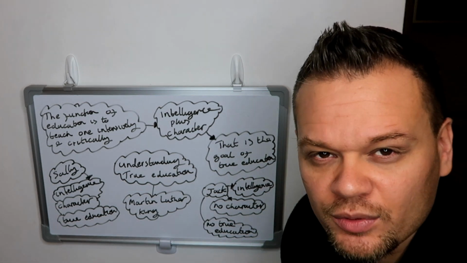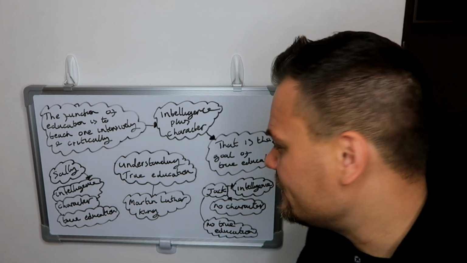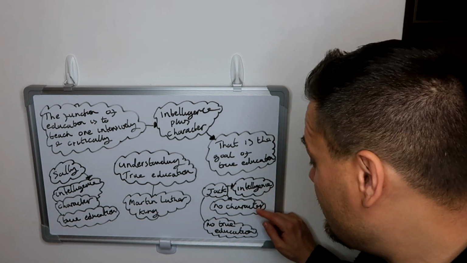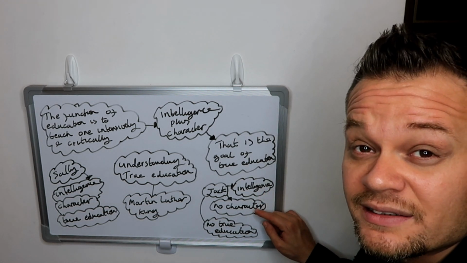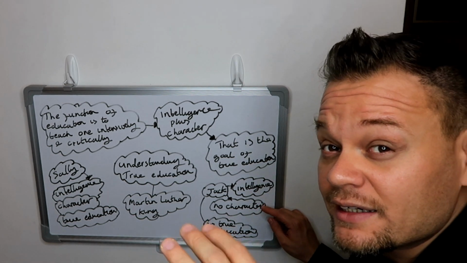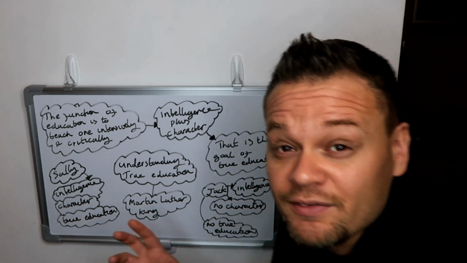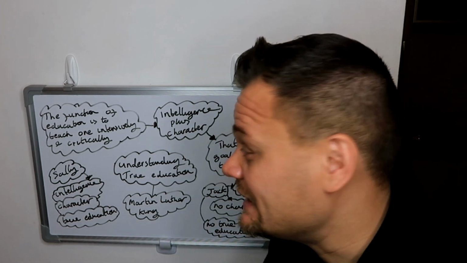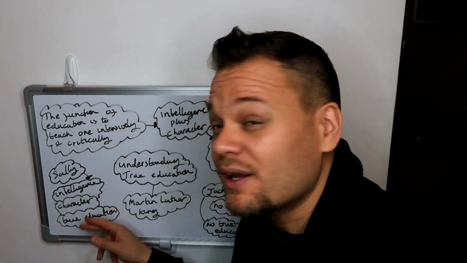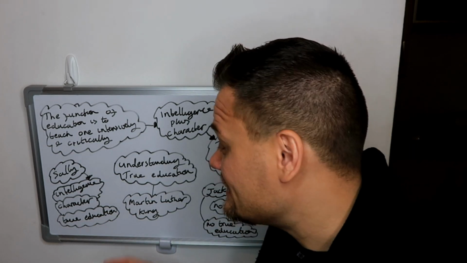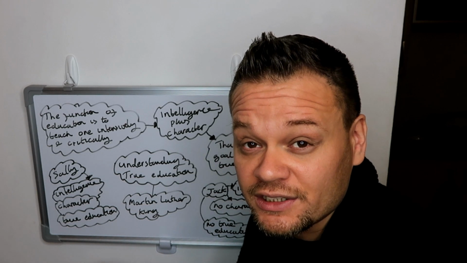So let's give an example. Let's take Jack. Jack has intelligence, he's able to think critically, but he has no character. And therefore, Jack, under this context, doesn't have true education. Let's give another example. Let's take Sally. Sally has intelligence plus character, and therefore, under this context, Sally has true education.